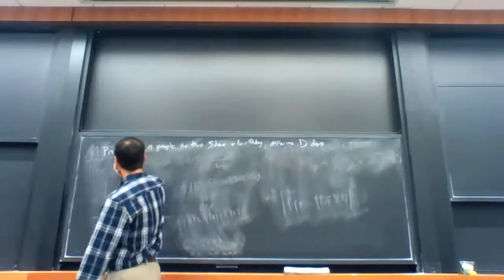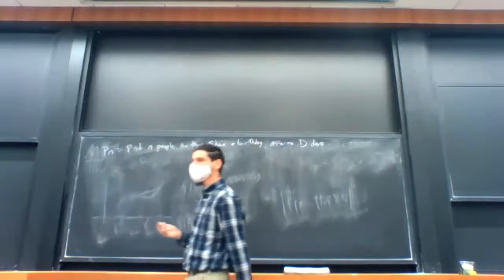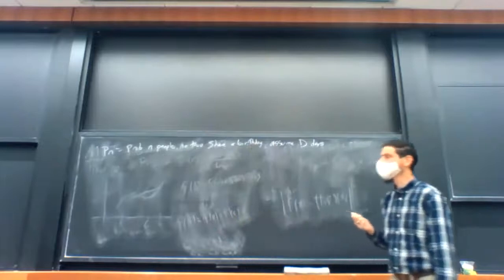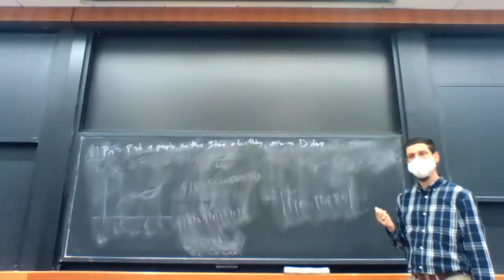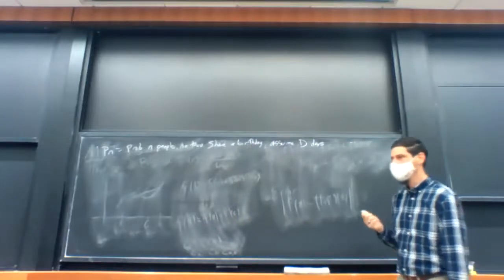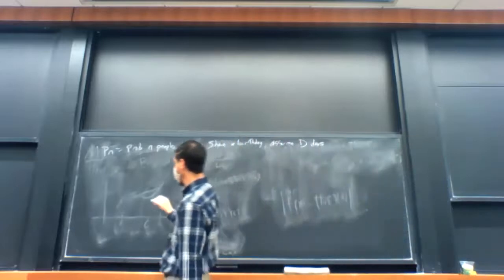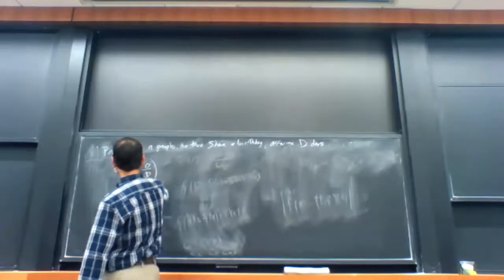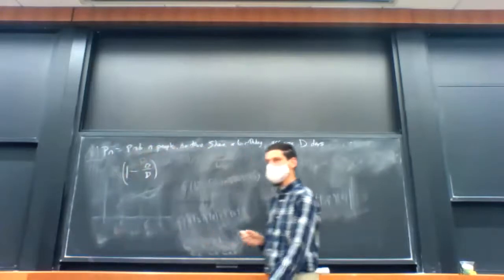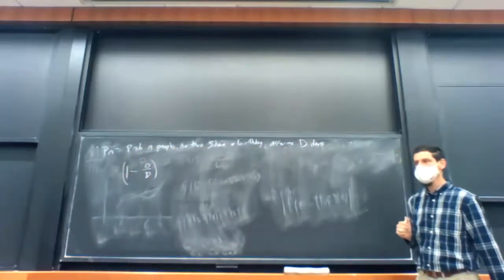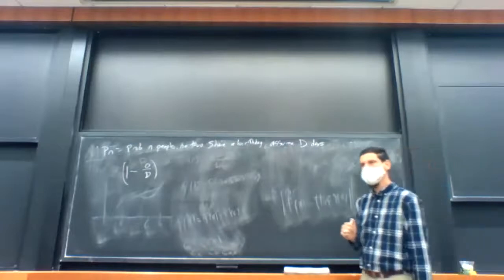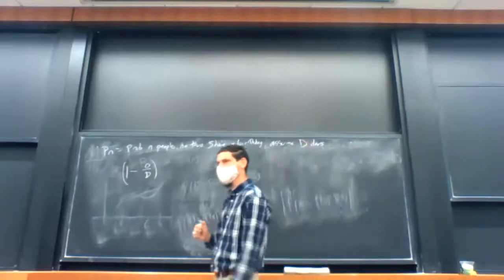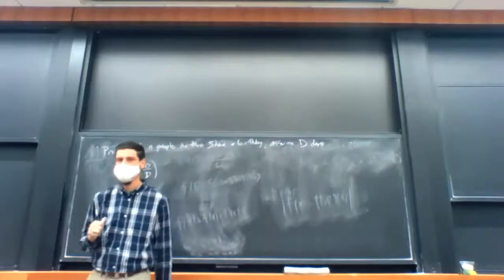So what if we had only 1 person? What's the probability if you have 1 person that nobody shares a birthday? 100%. I'm going to write that as 1 minus 0 over D. Now the next person walks in. What's the probability the next person doesn't share a birthday with the first person?